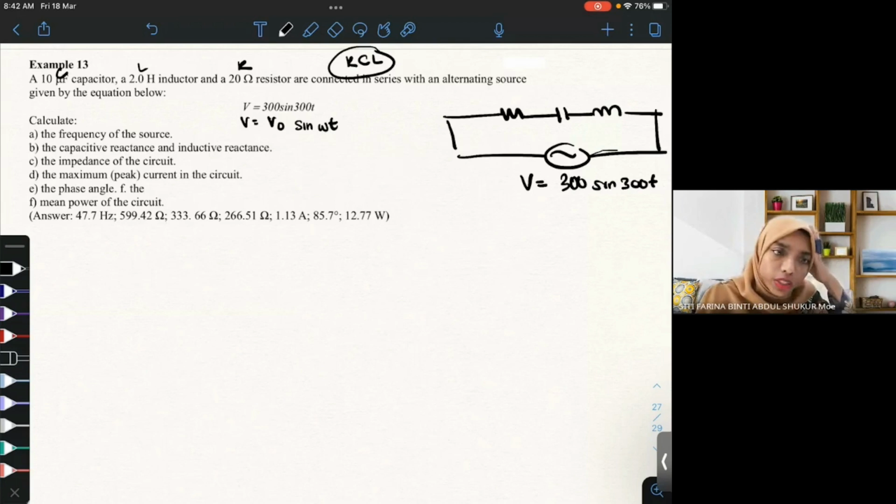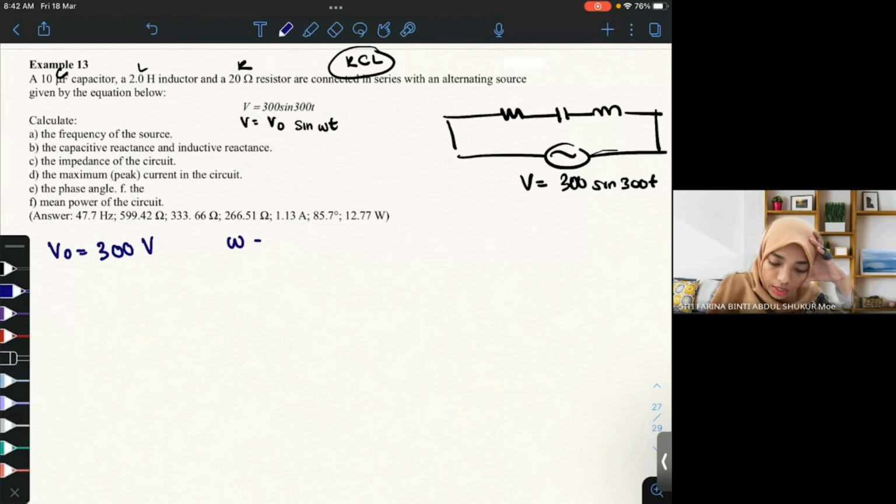Okay, so where were we tadi? We were comparing the equation to the general equation. So based on this, kita boleh buat conclusion that kita punya V naught adalah 300 voltage dan juga omega kita iaitu angular frequency kita adalah 300. Okay, so these are the conclusion you can make. So V naught 300 V and omega is equals to 300 radian per second dekat sini.